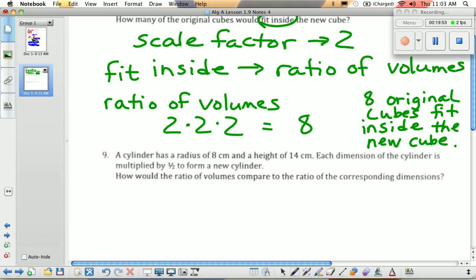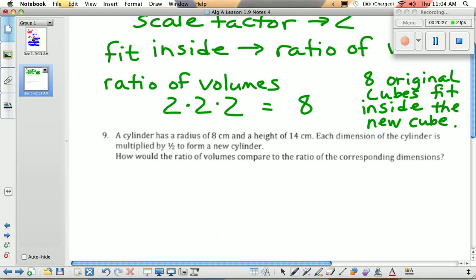So notice it doesn't matter that it started with a bigger cube, 4 by 4 by 4. After we double the size, now we have an 8 by 8 by 8. 8 of those 4 by 4 by 4s would fit in that 8 by 8 by 8. Just like yesterday, 8 of the 1 by 1 by 1s fit in the 2 by 2 by 2. No matter how big it is to start with, if you double the size of the dimensions, you'll get 8, it'll get 8 times bigger. Any questions about that?